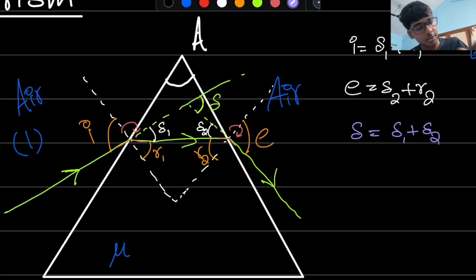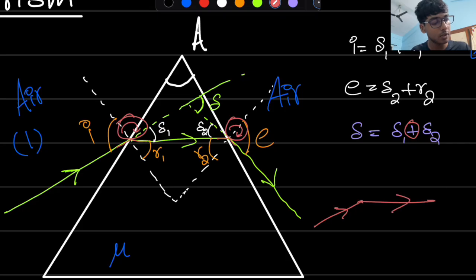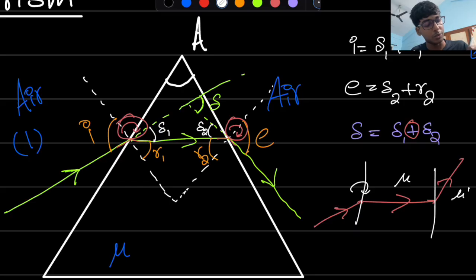Now I'm putting the plus here because both are clockwise. The bending is happening in the clockwise manner itself. Let me say if it was something like this, here light is bending in a clockwise manner. Let me say there's some medium here, mu. There's some other medium here, mu dash. So here it's going from rarer to denser, so it's bending towards the normal. Here it's going from rarer to denser comparatively, so rather than bending away from the normal, it's bending towards the normal again. So mu dash is actually greater than mu.